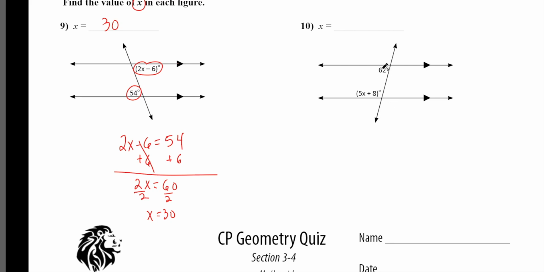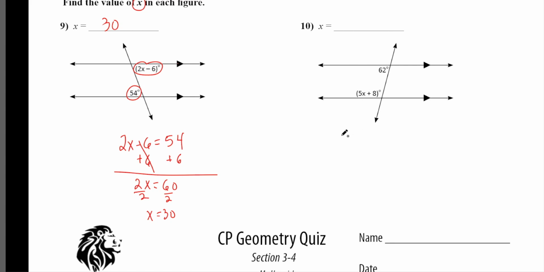Now, let's take a look at this. Look at this angle and look at this angle right here. Are they equal to each other, first of all? No, they're not. They're consecutive interior angles, which means they are supplementary. What does it mean to be supplementary? They add up to 180. It's something you've got to know.